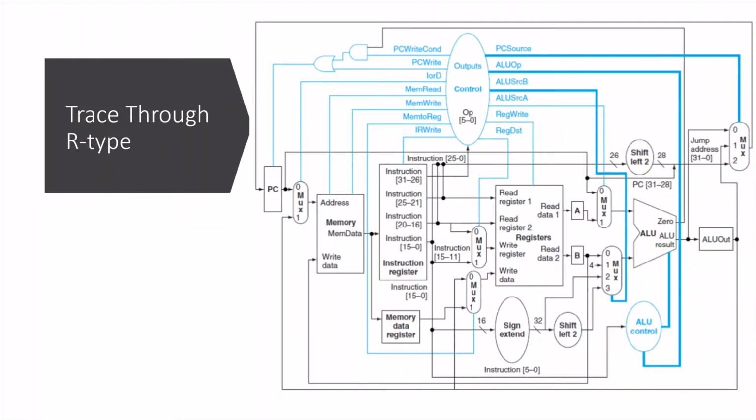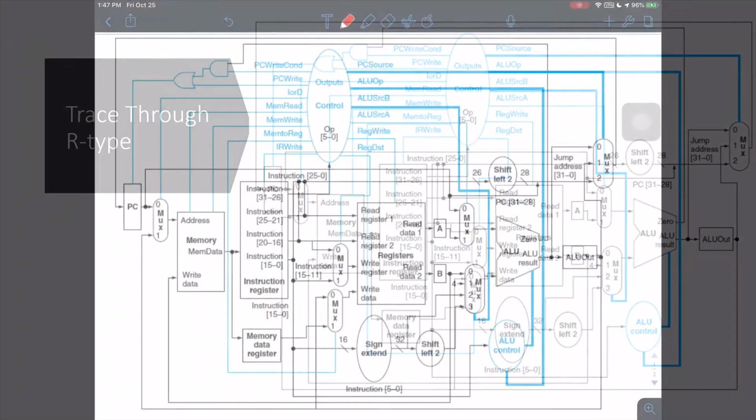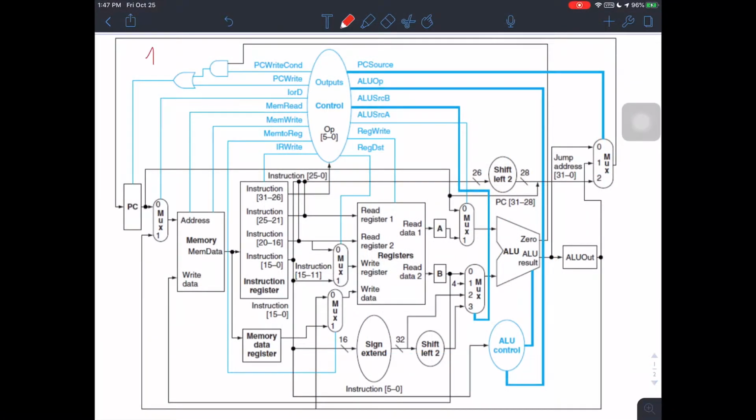Now, let's trace through the R-type instructions. In the first cycle of the R-type instruction, the instruction is fetched from PC. It goes from PC through the MUX to the memory and then to the instruction register.